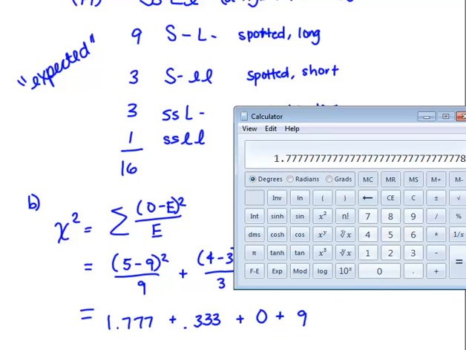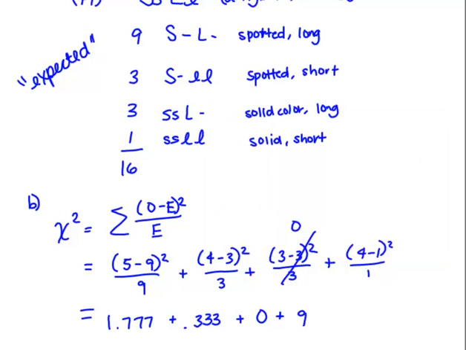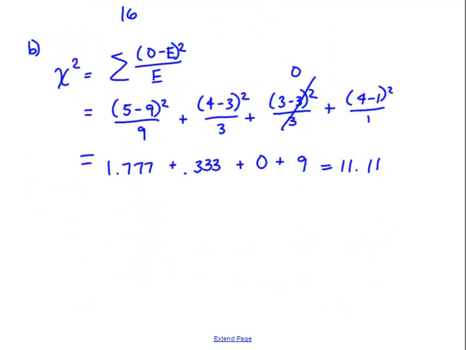So let's add those up. We have 1.77 repeating plus 0.333 repeating plus 9. So total we would have 11.11 if we round it off. And that is our chi-square value. Now what are our degrees of freedom? Remember, we have chi-square 11.11. And for degrees of freedom, there are 4 different phenotypic classes, which means that we would have 3 degrees of freedom.